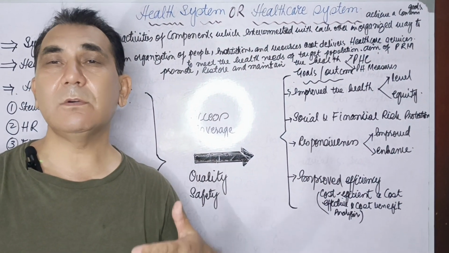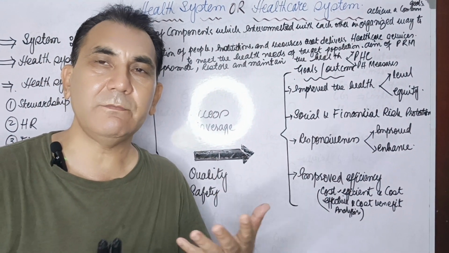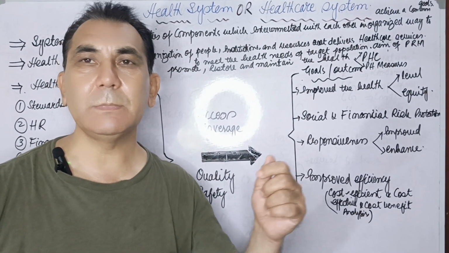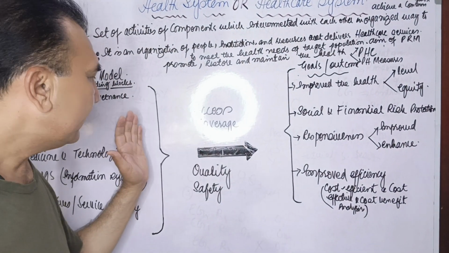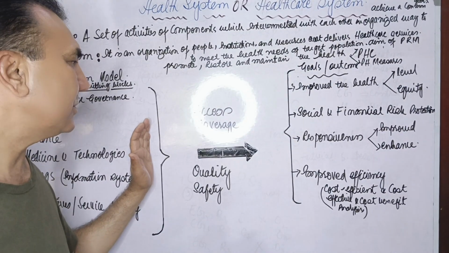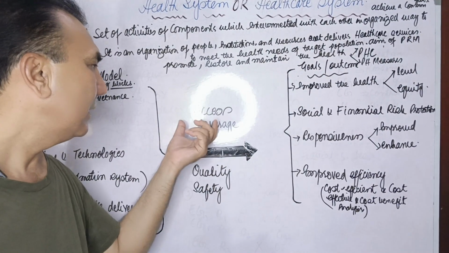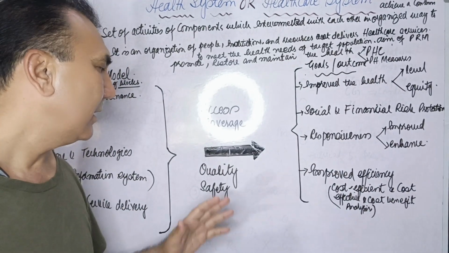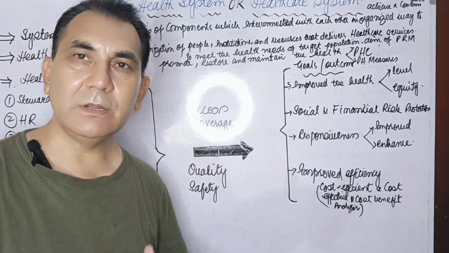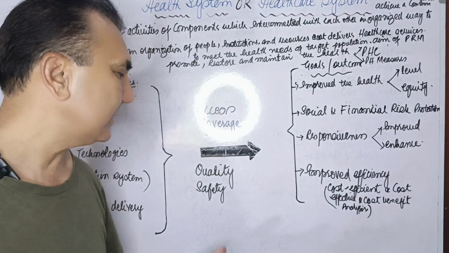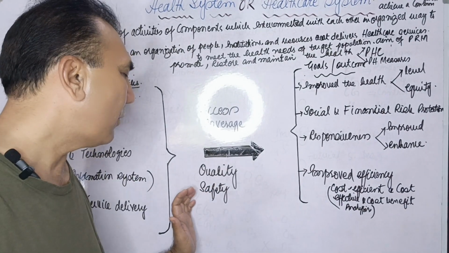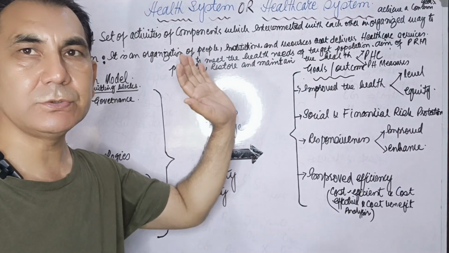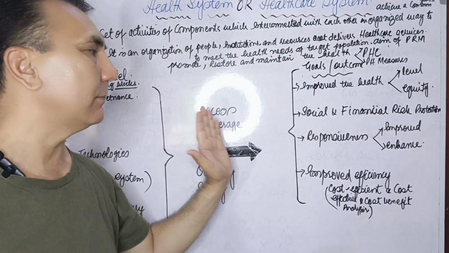Service delivery is the main function among the components of the six building blocks. Through these six building blocks, we will increase access and coverage, and second, we will increase the quality of services and safety. We will provide quality and safety to the target population through these six building blocks.